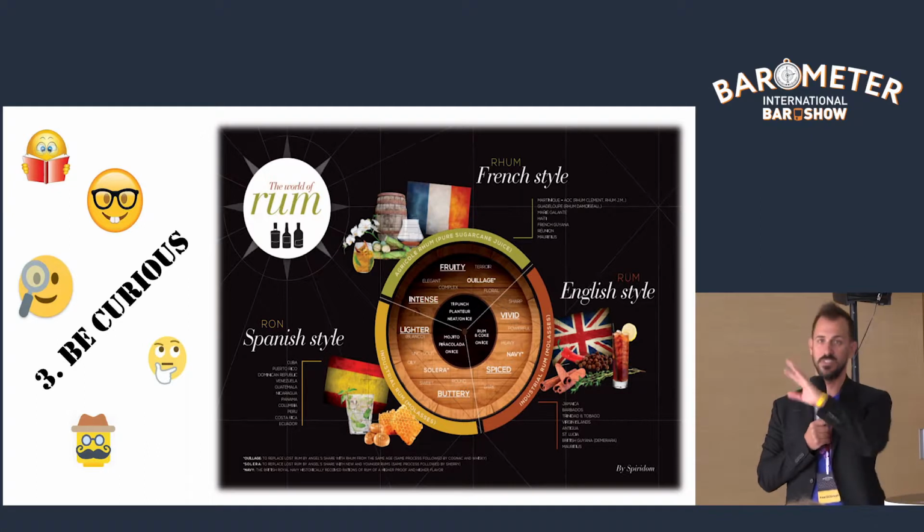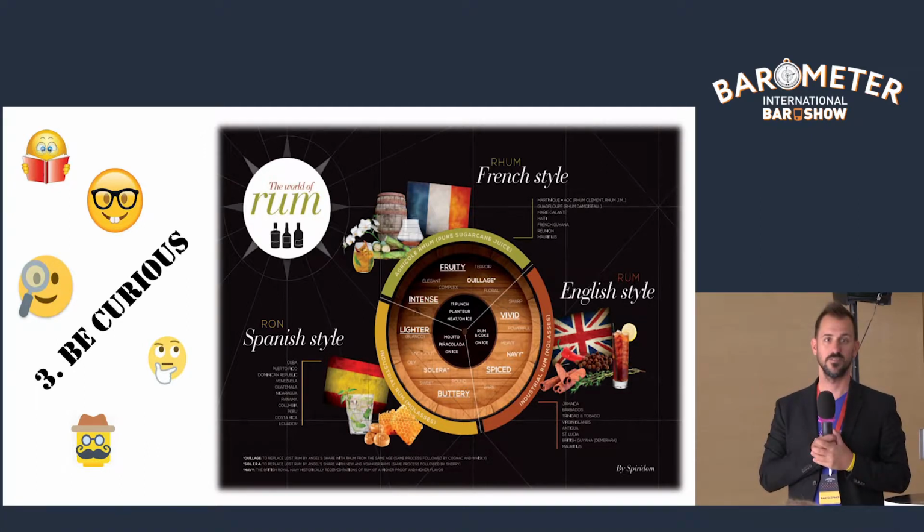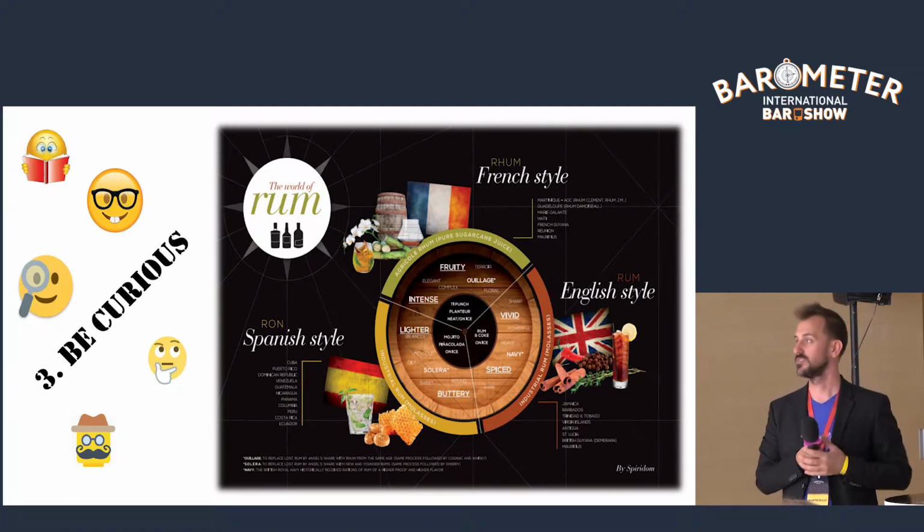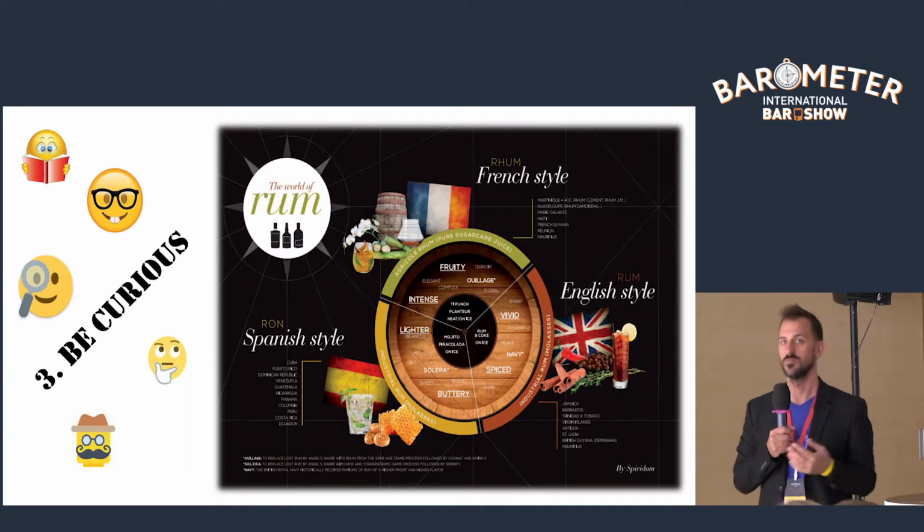Are you all familiar with these three styles? Yes. Yes, everybody. Знакомы с тремя стилями рома? Yeah, or okay. Нужно на этом останавливаться?